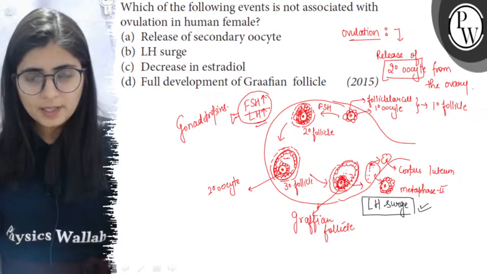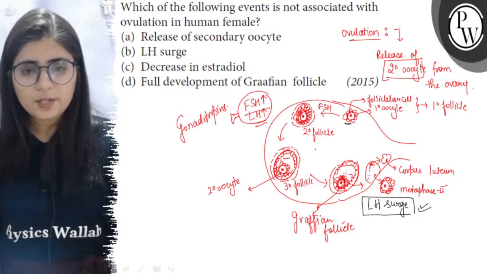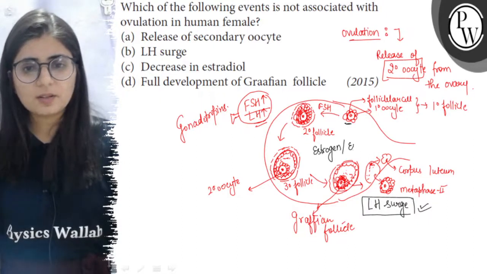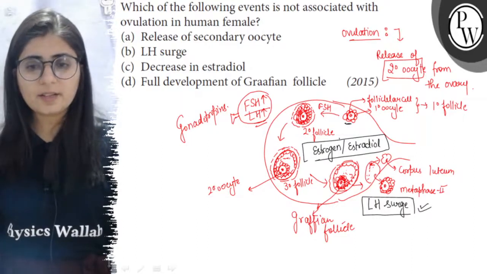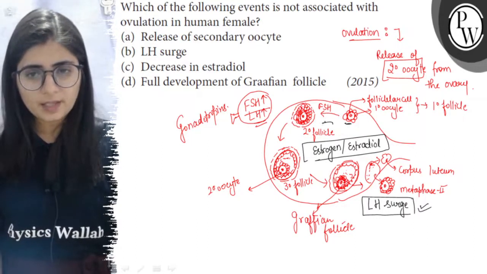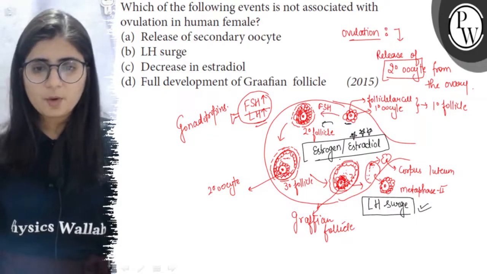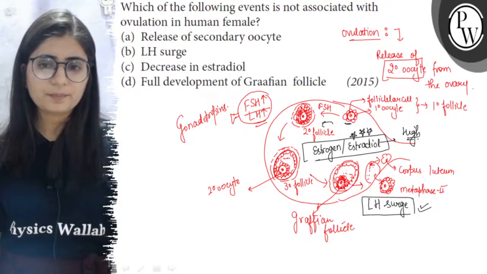Now as the follicles are growing, as you see here from primary to Graafian follicle, the follicular cells secrete a hormone which is called estrogen or estradiol. It is the female sex hormone. Now this estrogen or estradiol, it is secreted from the follicular cell. So as the follicles are growing, means at the time of ovulation the level of estrogen is high in the female ovary.